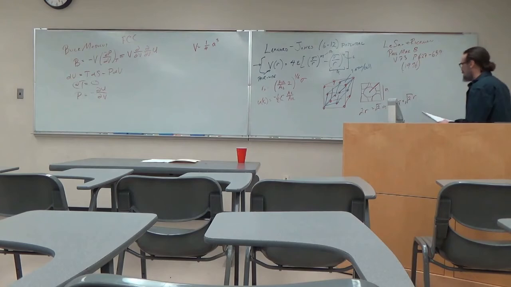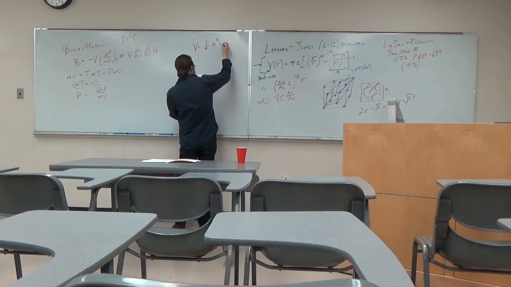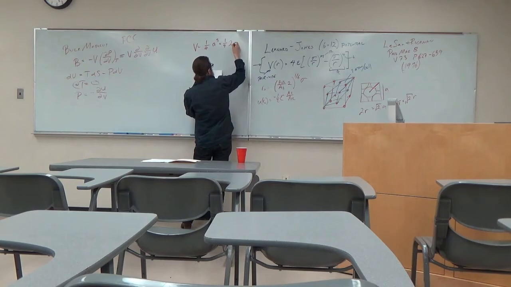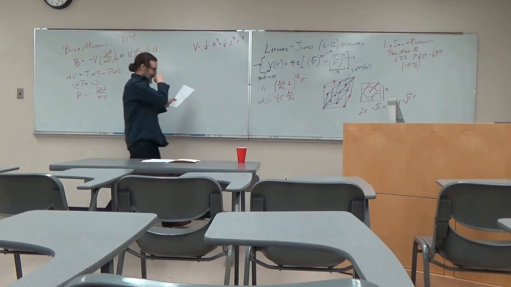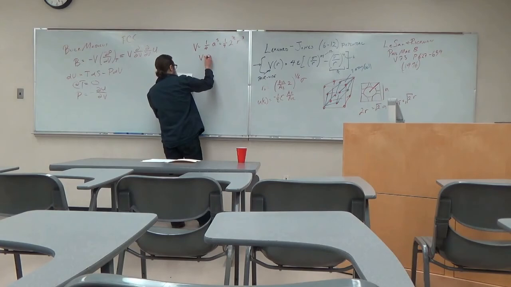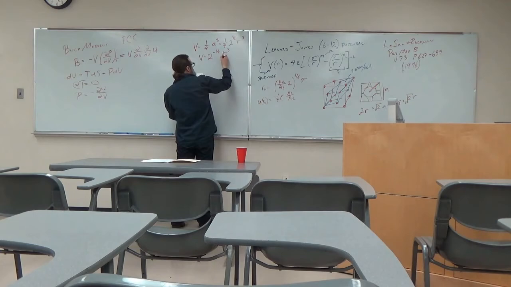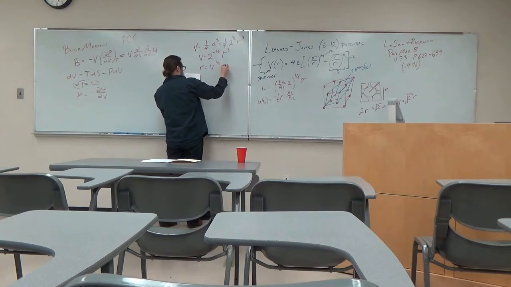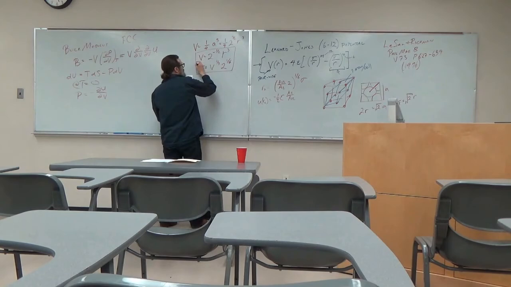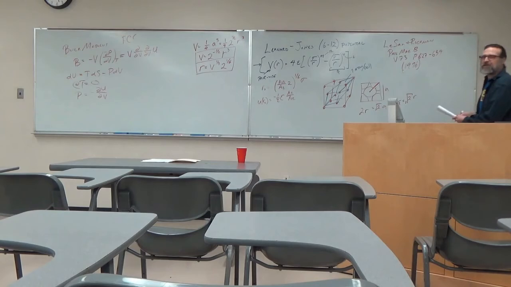Which means that V is equal to 1/4 times 2 to the 3/2 r cubed, or V is equal to 2 to the -1/2 r cubed, or r is equal to V to the 1/3 times 2 to the 1/6. That's just from the basic geometry of the FCC unit cell.